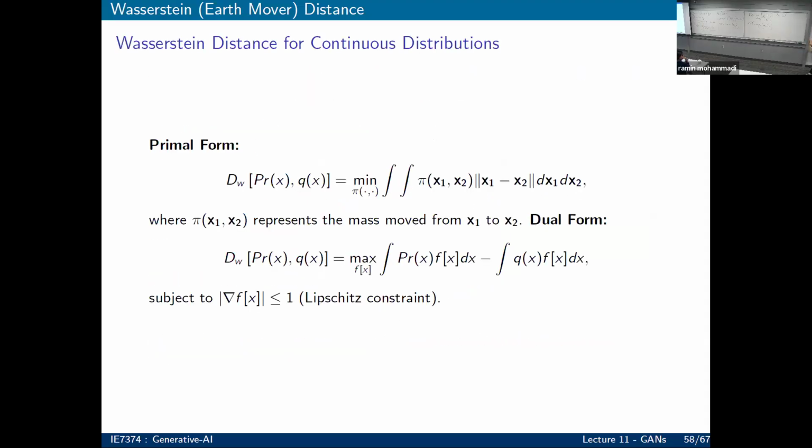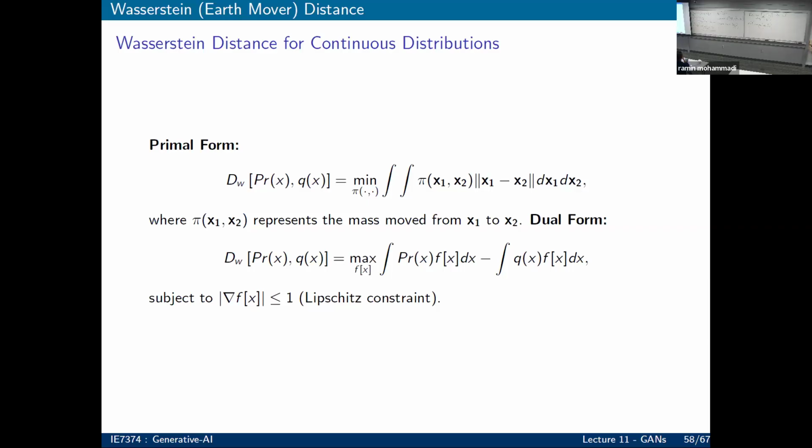If you do it for continuous, now it becomes integration instead of summation, and you still have some probability and the distance. So instead of P that we saw on the other one, you have pi, which is the transport plan, and this becomes a norm over points minus each other, x1 minus x2. Again, it's not going to be discrete, so it's going to be integration instead of summation.